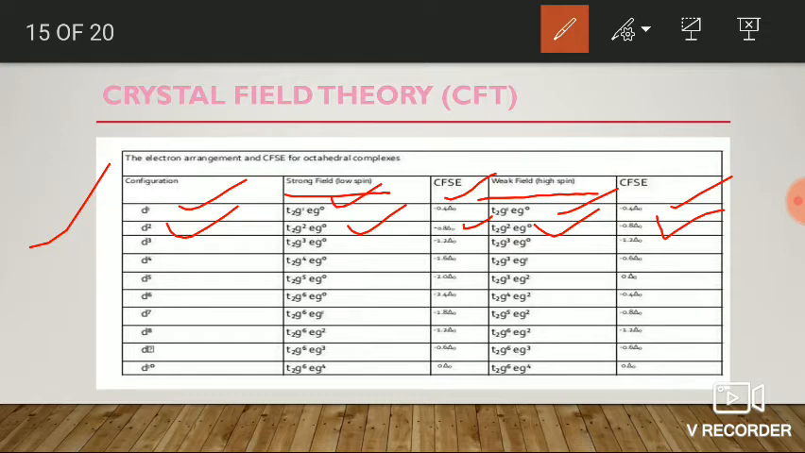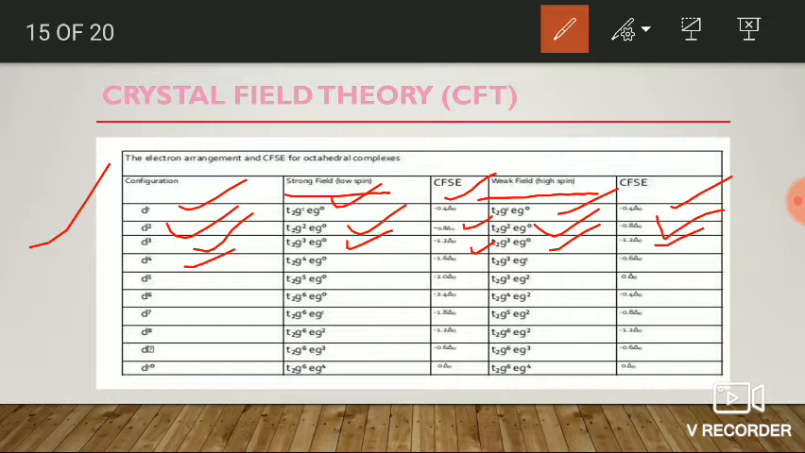In the case of d3, it is T2g 3 Eg 0. So 3 into minus 0.4, that is minus 1.2 delta O. In the case of weak field also it is minus 1.2 delta O.